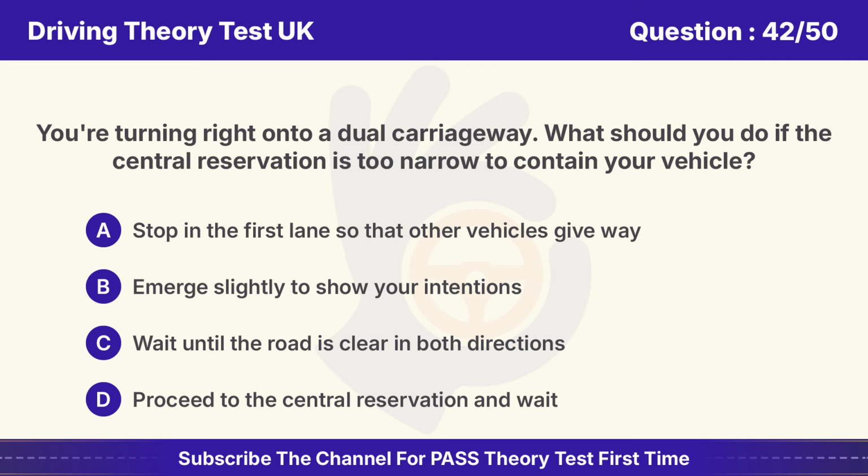Question 42. You're turning right onto a dual carriageway. What should you do if the central reservation is too narrow to contain your vehicle? Option A. Stop in the first lane so that other vehicles give way. B. Emerge slightly to show your intentions. C. Wait until the road is clear in both directions. D. Proceed to the central reservation and wait.